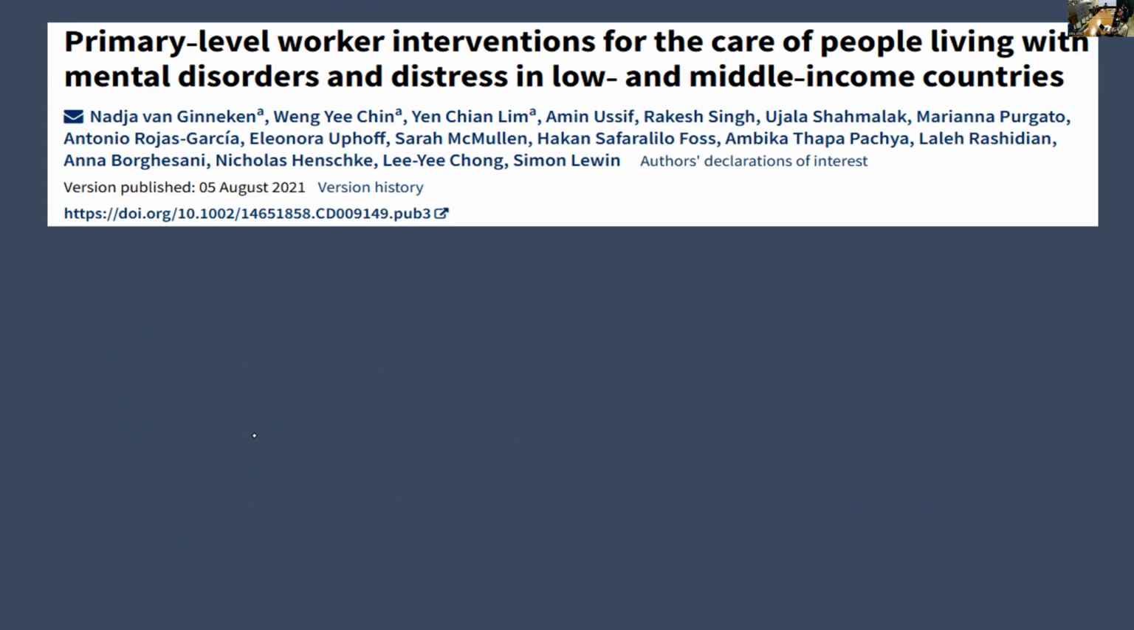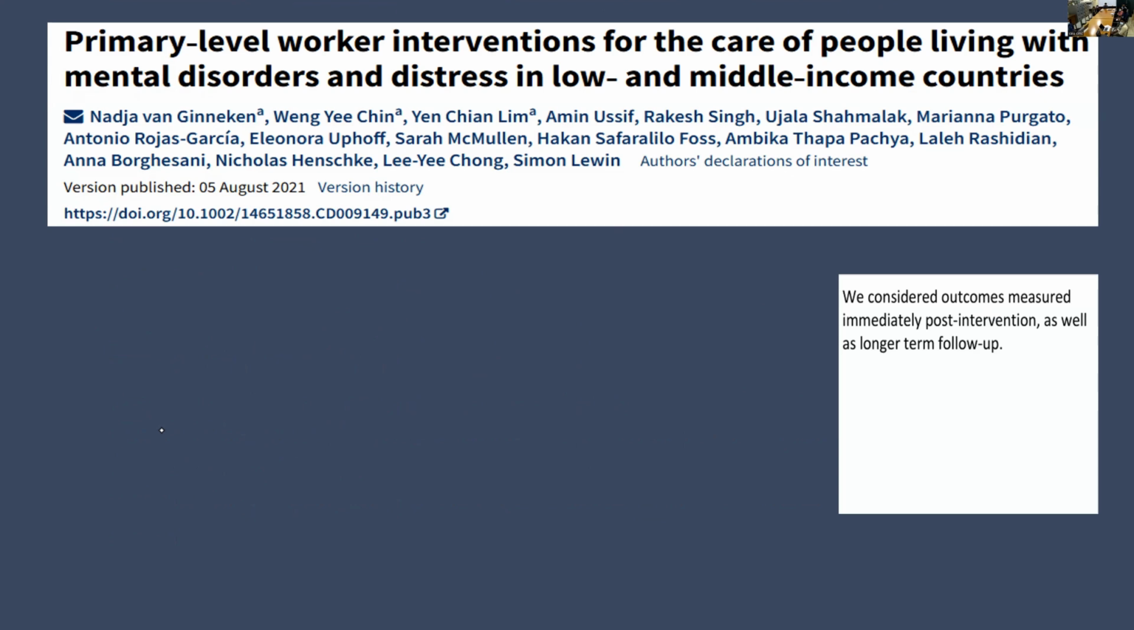So, primary level worker interventions for the care of people with mental disorders and distress in low and middle income countries. This is the review, and they said we consider outcomes measured immediately post intervention as well as longer term follow-up. So longer term could mean 6 months or 6 years. Immediately could mean 1 week or 2 weeks.